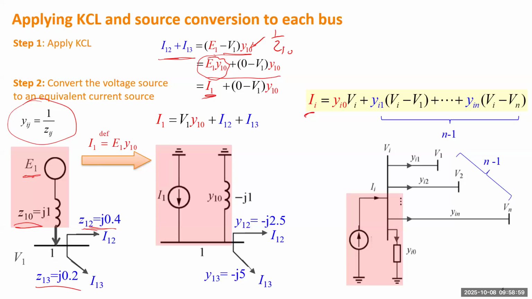So this is what we did, including step 1, using the Kirchhoff current law, and second, changing the voltage source to the current source. This is a very important step. Starting from there, in the next lecture, we'll talk about how to construct the power flow model. Okay, so I'll just stop here and we'll continue on Friday.